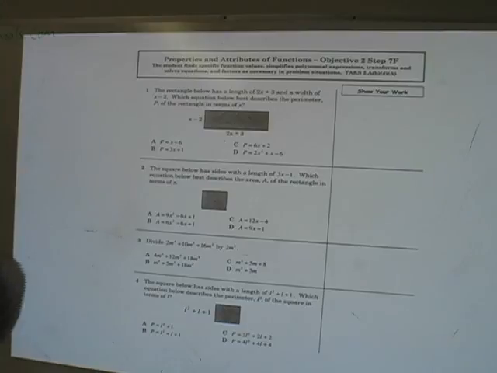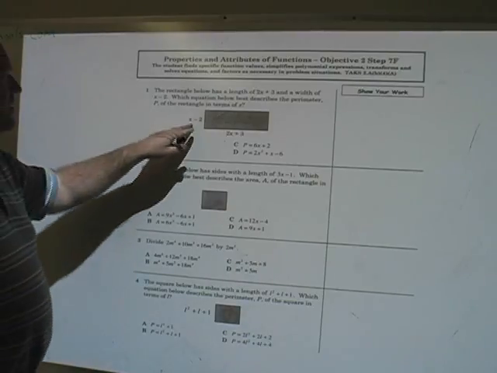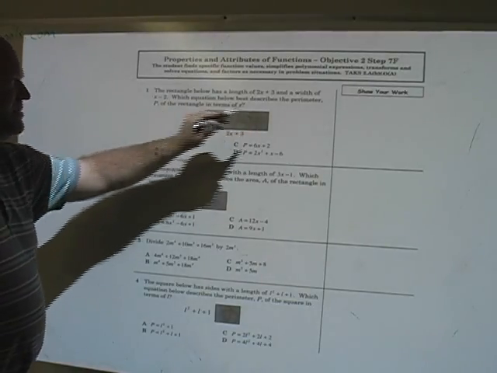And this time they've actually drawn the rectangle out for you. On the last sheet, I had you draw the rectangle out on your own just to help you, but they've actually done it for you here. Okay, so you're just going to add up all the sides because it's perimeter.